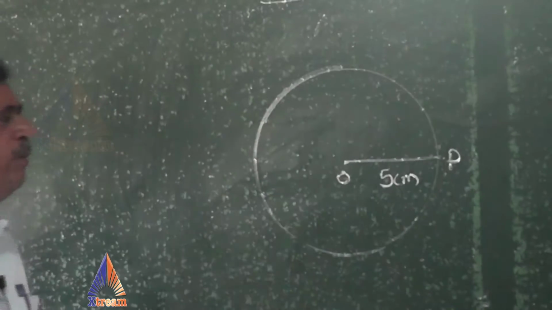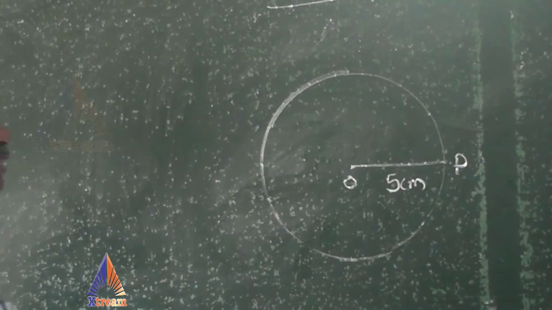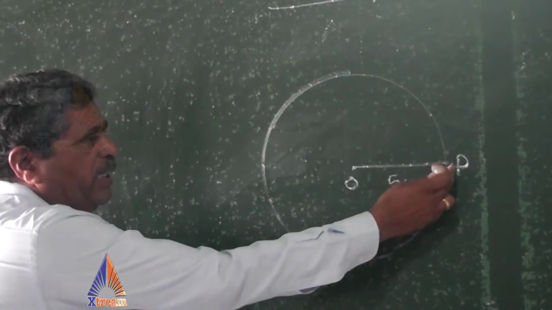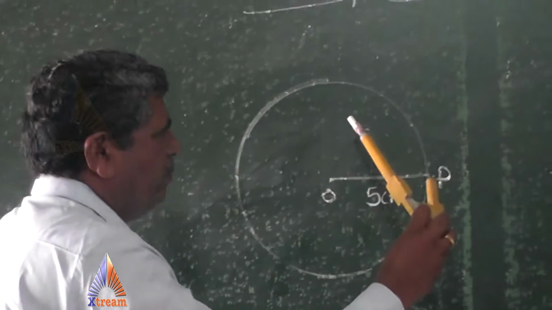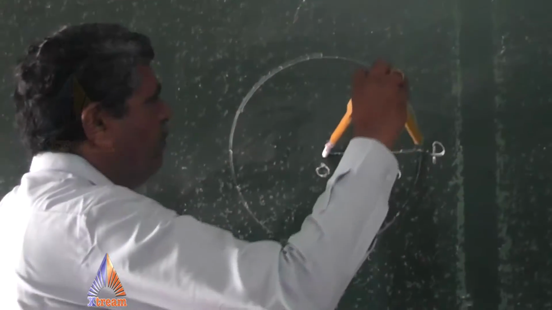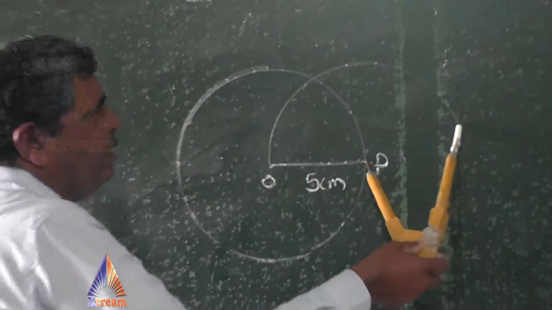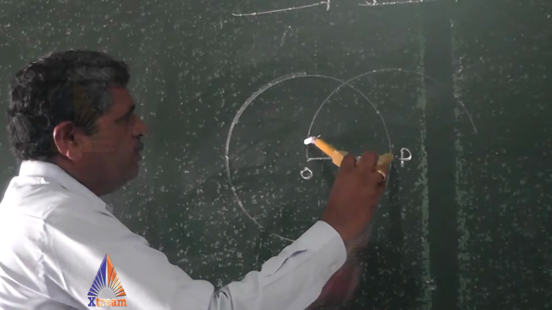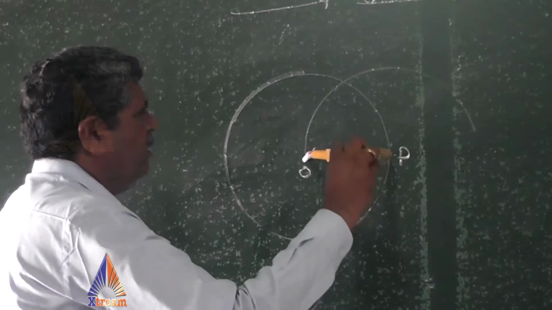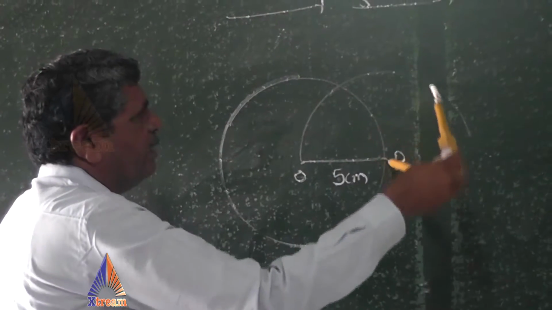First, you draw the line. O is the point, and draw a circle with radius 5 cm. Next, mark the point P, taken on the circumference of the circle. Then join OP as the radius. Then take the same radius, with P as the center, 5 cm, and mark a semicircle. All of you see very clearly: whichever point you choose, you can mark a semicircle.